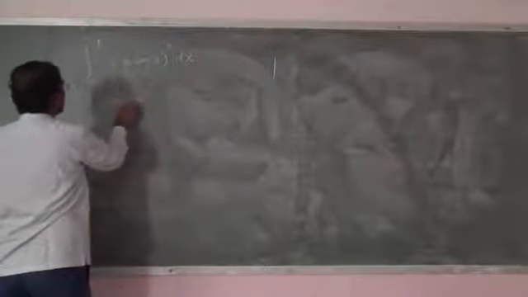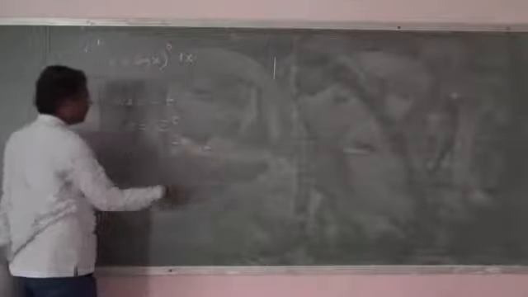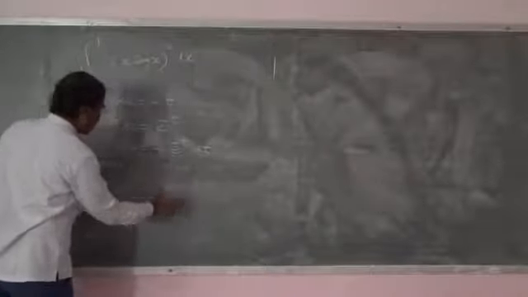Now here what you have to do is put log x is equal to minus t, so that x is equal to e raised to minus t. And dx is equal to minus e raised to minus t dt. And when x is equal to 0, t is equal to infinity. When x is equal to 1, t is equal to 0.